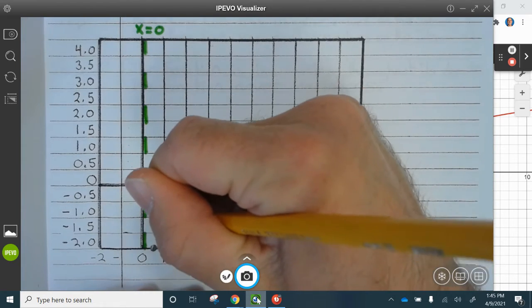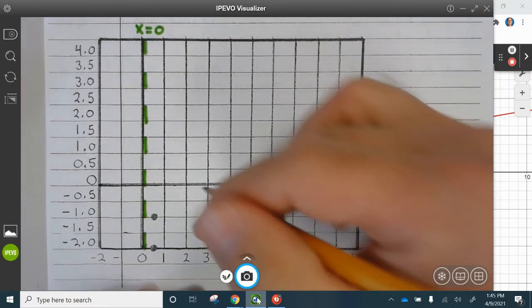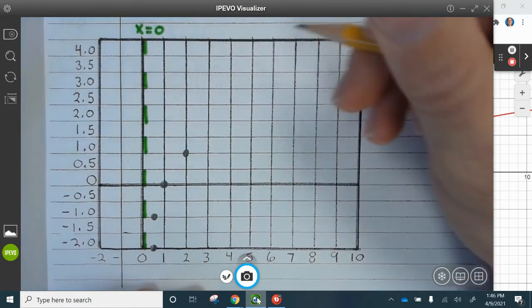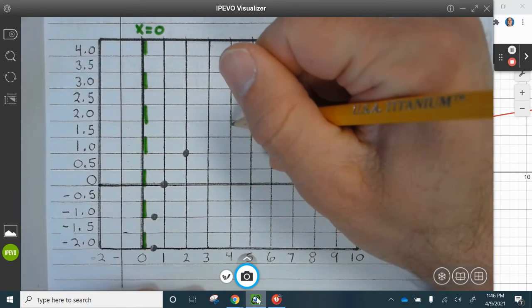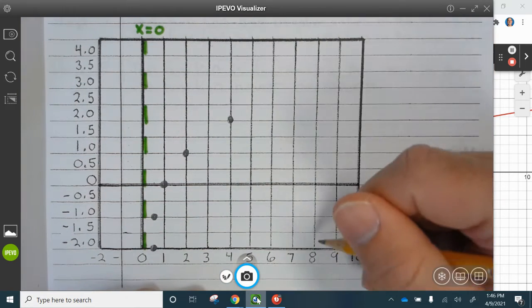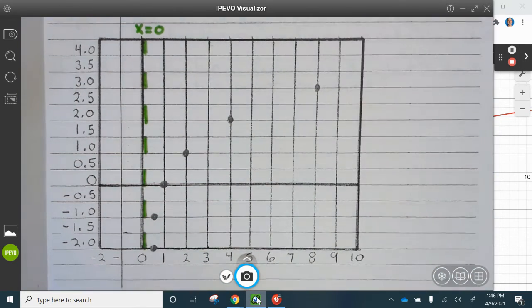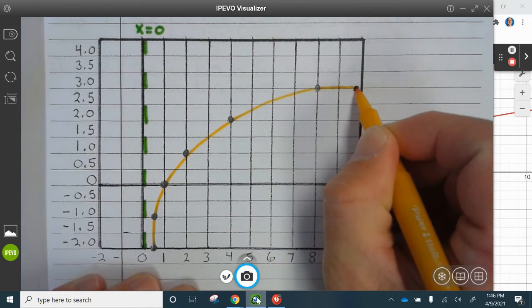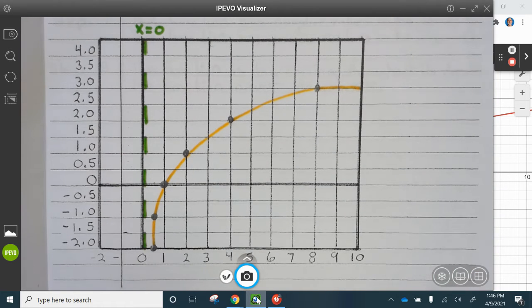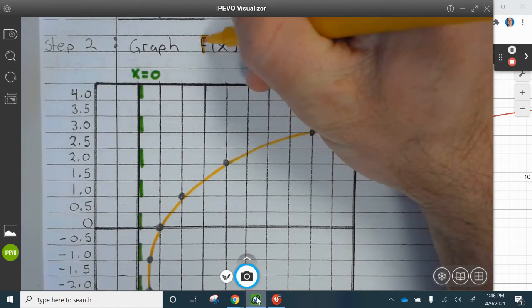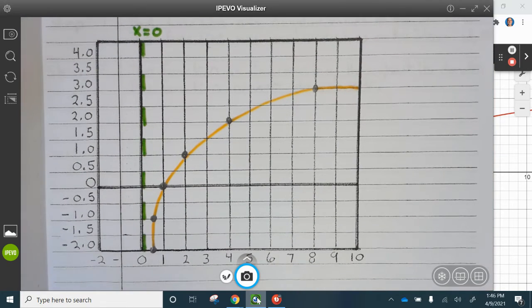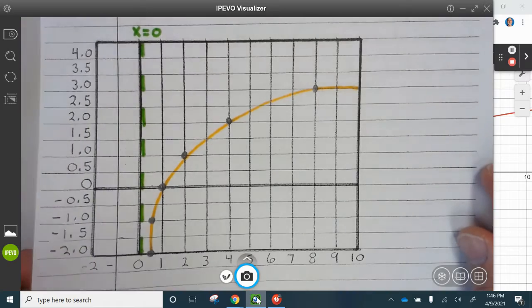0.5, -1, again, we're just approximating that point. 1, 0, 2, 1, 4, 2, and 8, 3. All right, so there's our graph. All right, go ahead and finish up your graph. All right, now your graph's finished. Let's take a look at the next question.